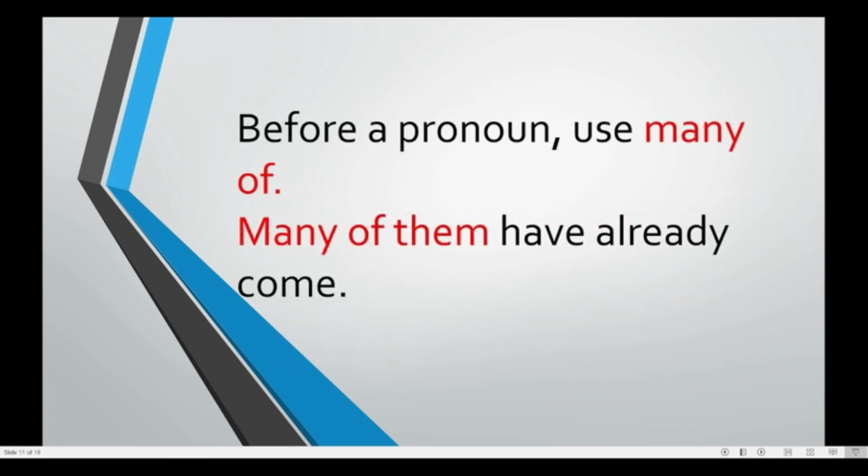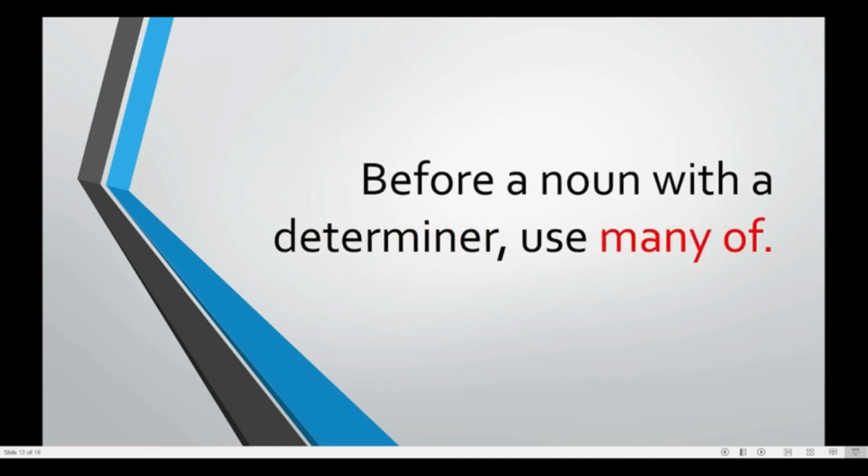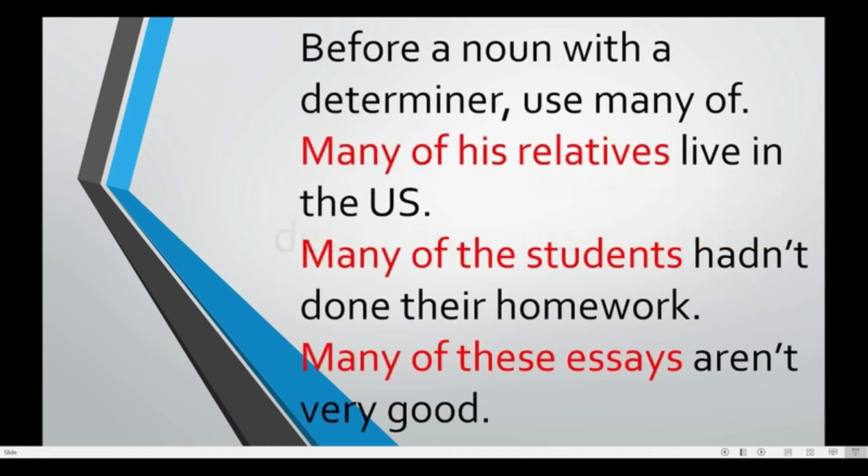Now, what about many of? It is used before a pronoun. For example, many of them have already come. Before a noun with a determiner, also we use many of. We already said that when a noun is used with an article, possessive, or a demonstrative, we use much of with it when it is uncountable. And when it is plural, we use many of with it.